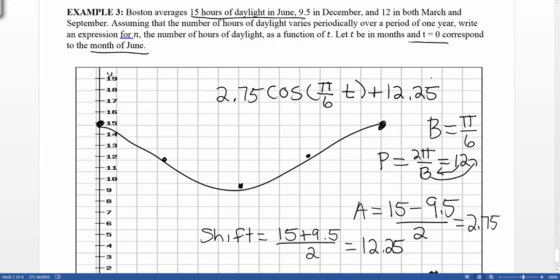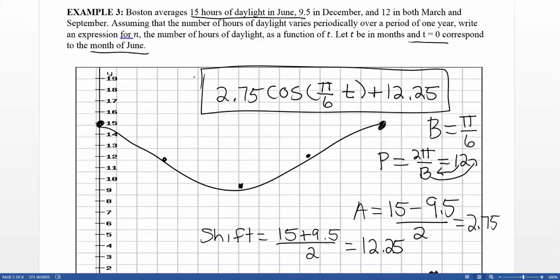And I know this is shifted up because normally I live between 1 and negative 1 with cosine. And if I multiply by 2.75, it would then live between 2.75 and negative 2.75, and this is much higher. If I add 2.75 to 12.25, I get 15, which is my maximum now, and corresponds to the information I have. So the function that best models this scenario is 2.75 cosine of pi over 6 times t, all plus 12.25.